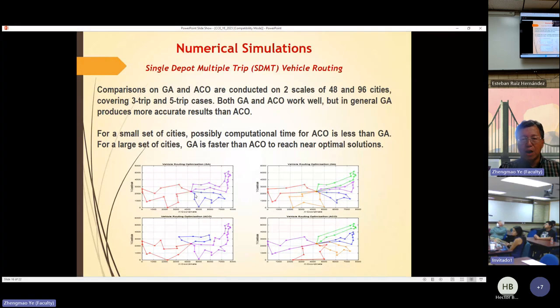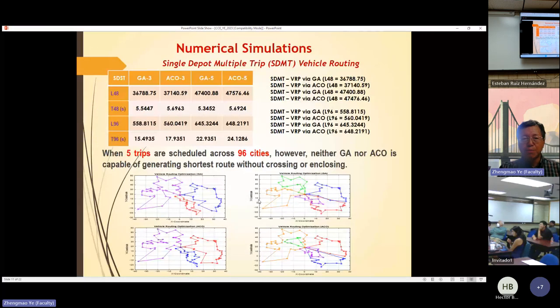Now, GA results are on top, and the ACO results are on the bottom. Both GA and ACO work well, but in general, GA produces more accurate results than ACO. Now, for the small size of cities, possibly computation time for ACO is less than GA. But in general, for the large size of cities, GA is much faster than ACO to reach near optimal solutions. We do have some special cases. When five trips are scheduled across 96 cities instead, neither the GA nor ACO is capable of generating the shortest path without crossing or enclosing.